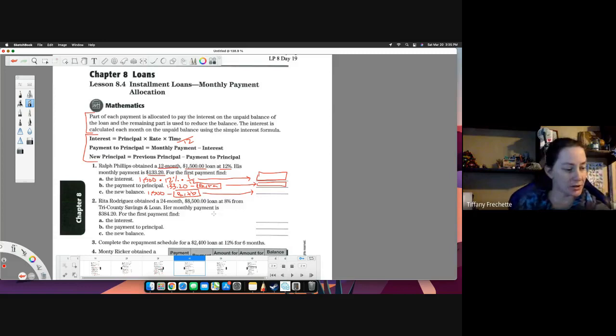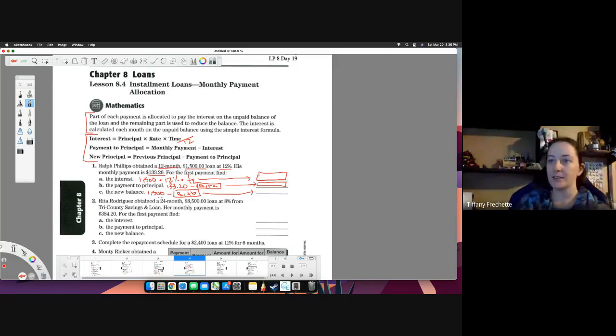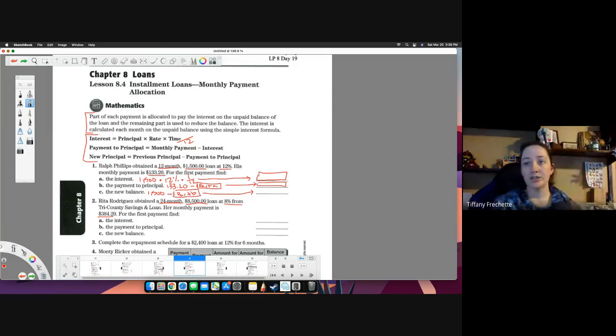Let's see. Number 2, exactly the same process. So they tell us time, they tell us principal, and they give us a rate. They tell us the payment amount for Miss Rita here. And again, we're looking at first payment. So we're going to do exactly the same thing we did in number 1. We're just going to switch up the numbers.